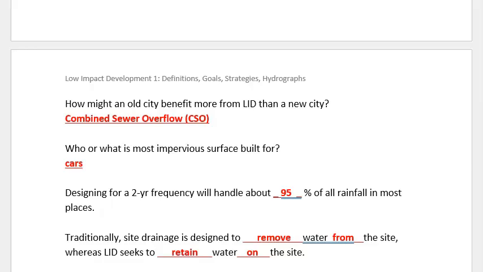What is most impervious surface built for? Cars. We have roads and parking lots. They're designed for cars. Designing for a 2-year frequency will handle about 95% of all rainfall in most places. So our technologies are best management practices that we use. If we can design for a 2-year frequency, we're going to decrease runoff a lot. We're going to do a lot of good. We're not going to design our rain garden for a 100-year flood. Again, traditionally, site drainage is designed to remove water from the site, whereas LID seeks to retain water on the site. So it's been a shift over the years in thinking.